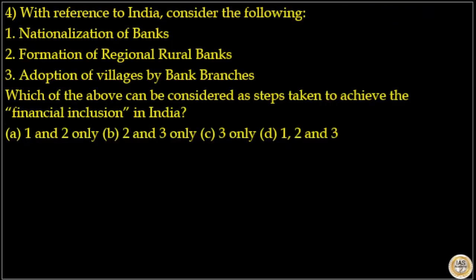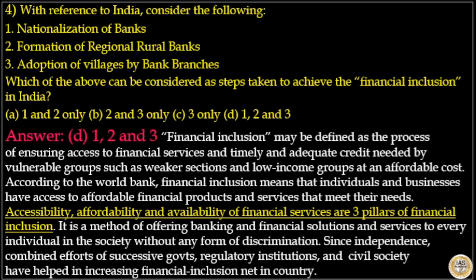Next is, with reference to India, consider the following: nationalization of banks, formation of regional rural banks, adoption of villages by bank branches. Which of the above can be considered as steps taken to achieve financial inclusion in India? The answer to this question is option D. 1, 2 and 3 are correct. That is, all the above statements can be considered as steps taken for financial inclusion in India.